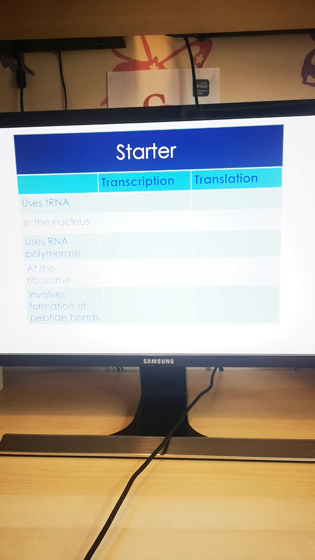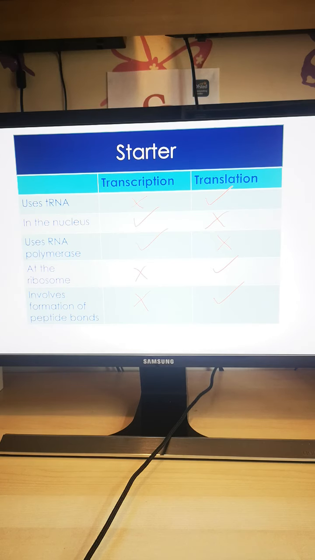Right, so if you're coming back now, you should have completed this task. So we should have our completed table, and we can check against this one. Transcription uses tRNA, translation uses it, so we've got to tick the right one all the way through. It uses tRNA, of course. Transcription doesn't, but translation does.